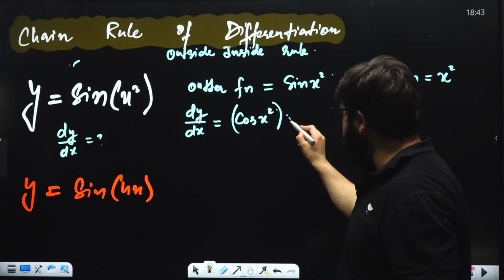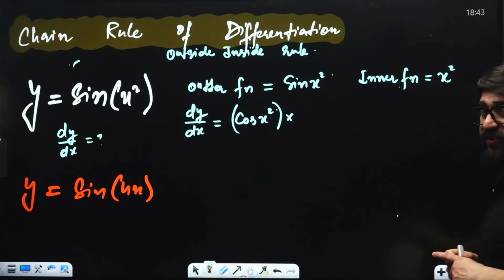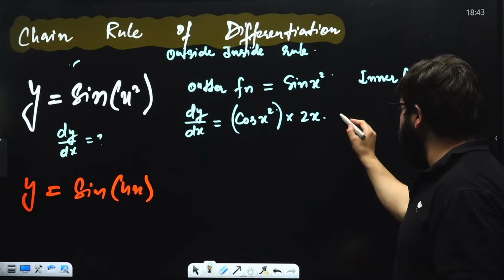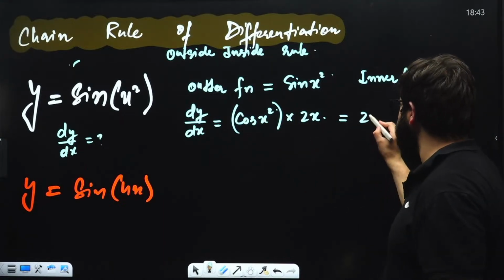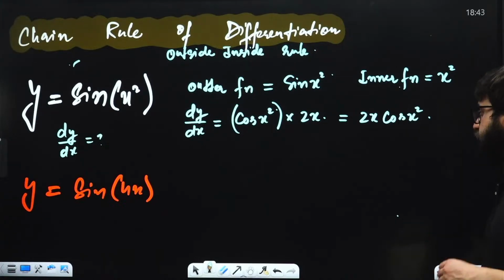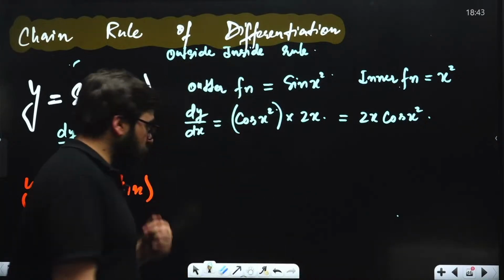Then multiplied by the differentiation of the inner function. What is the differentiation of x square? That is 2x. Then further we can write, take this over there. This is 2x, and I can write cos of x square. 2x into cos of x square. This is what we call the chain rule.